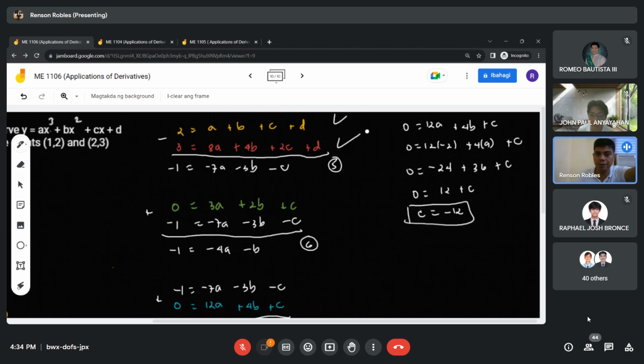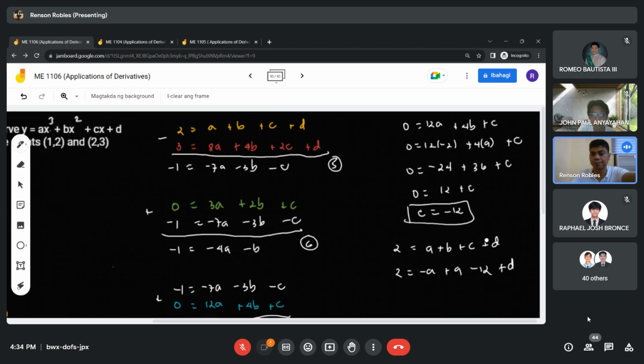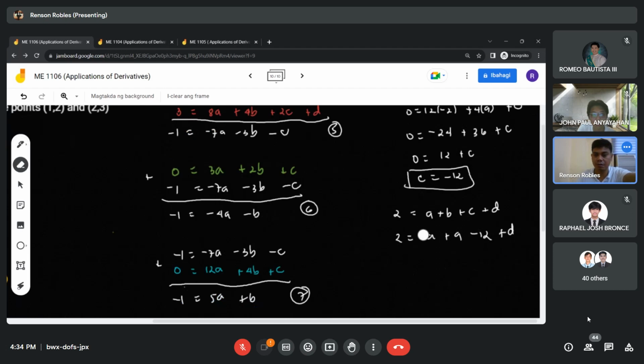Then you can choose from any of this. Okay? Then to solve for d. Yung maliit na lang. 2, a, b, c, plus d. A is 2 pala, sorry. Negative 2. You have negative 2, negative 12. That's negative 14 plus 9, negative 5. Throw it on the other side, that will be positive 5 plus 2, 7.